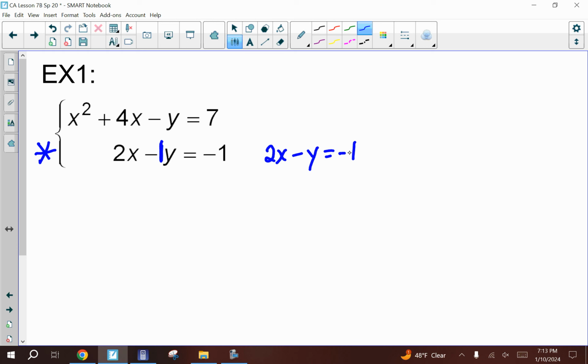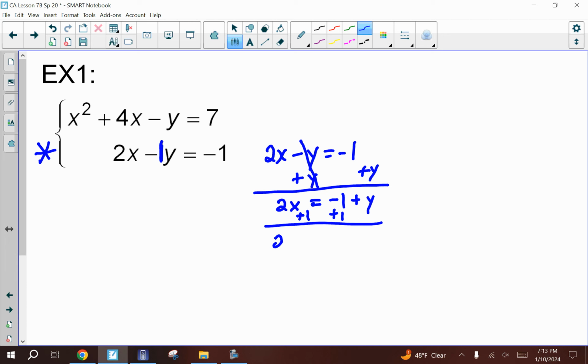I'm going to try to get this y by itself. I'm going to do this in a weird way though. Instead of subtracting the 2x to get it to the other side, I'm just going to add the y to the other side. That's going to cause this to cancel. If I wanted to, in the same step, I could get rid of that -1, but I'm not going to do that just yet. I'm going to add 1 to the other side. So I have 2x plus 1 equals y.